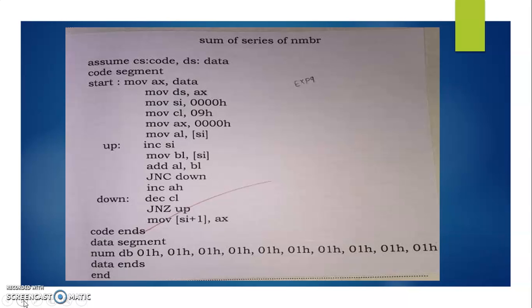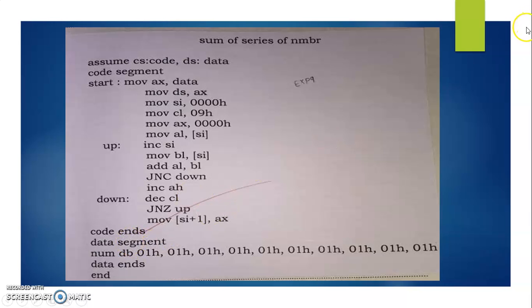The last one is the sum of series program. You can see first the CS code and DS code. Then you write the code segment. In the code segment, you have to use increment, decrement, up and down. For clear, you use CL. For increment, you use SI. Then you jump to the next instruction. For a total of 10 array elements you have to apply it. So this is the sum of series program. You end with the data segment and end. So this is a program you have to read and understand.